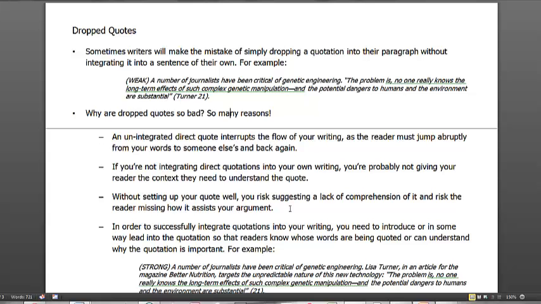Okay, it also could suggest that you don't totally understand it, and thus you're sort of avoiding introducing it. So you need to always have some sort of lead-in before the quote so that people know whose words are being quoted, or they understand why the quotation is important. You want to sort of prime them or get them ready to be aware of how important the quote is.